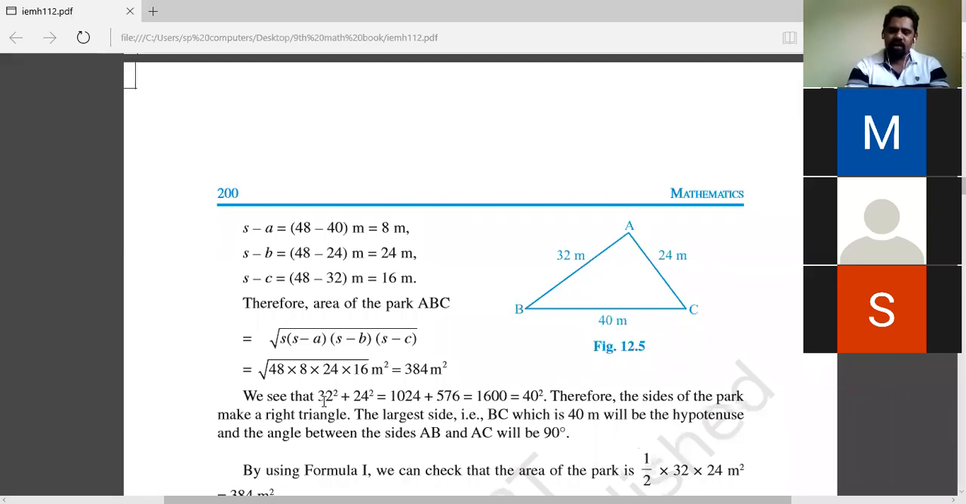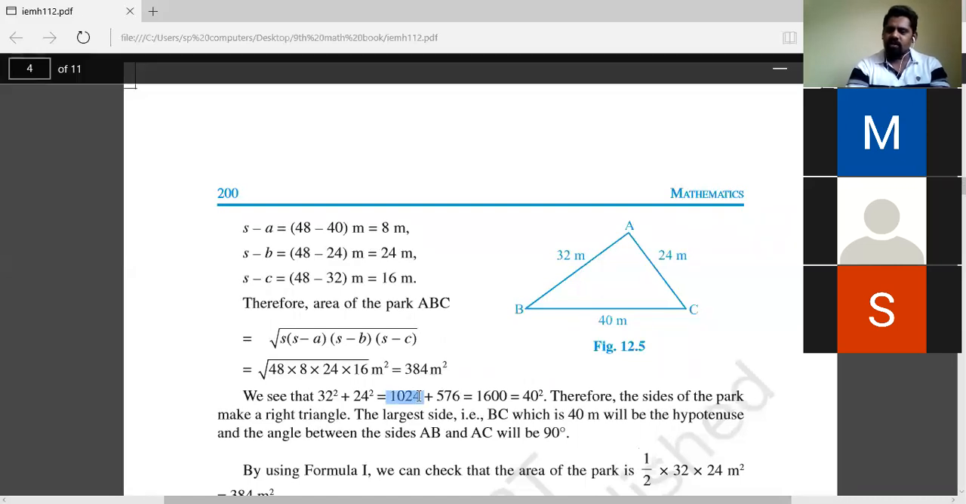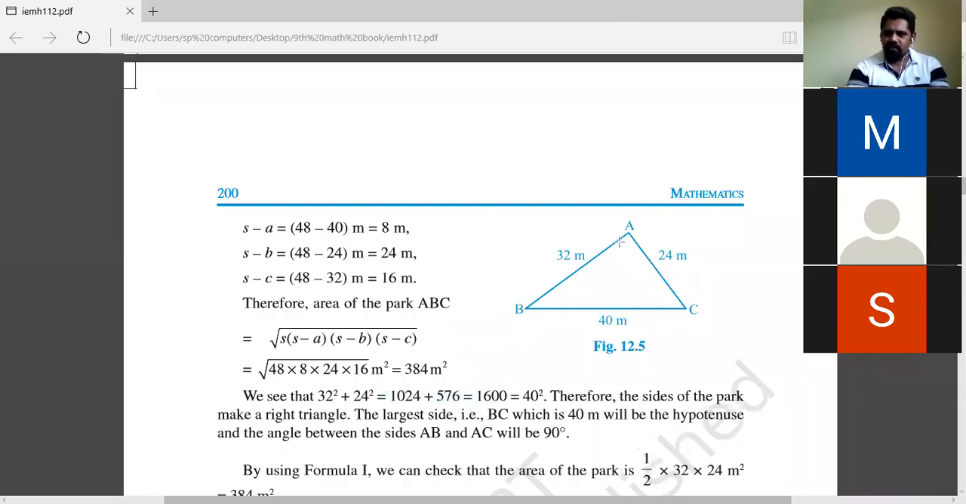See, it is given here. 32 square plus 24 square. 32 square is 1024, and 24 square is 576. Its sum is 1600, and this 1600 can be written as 40 square. So what will be the angle here? 90 degrees. So we have the right angle here. Okay, so the angle here is a right angle.